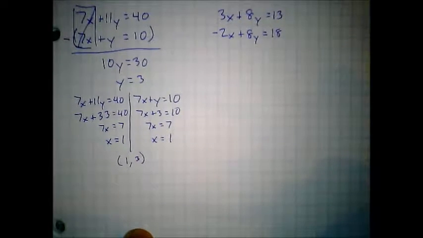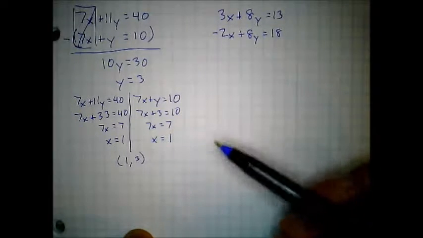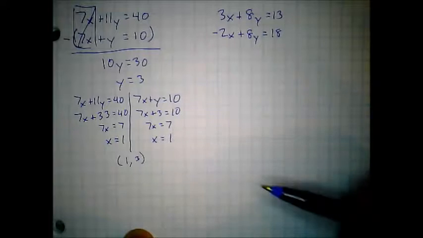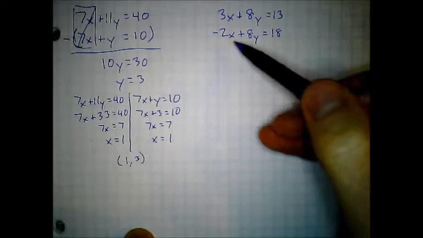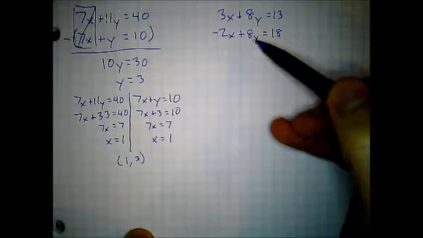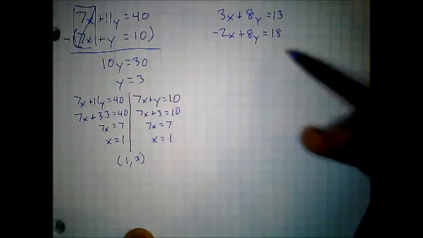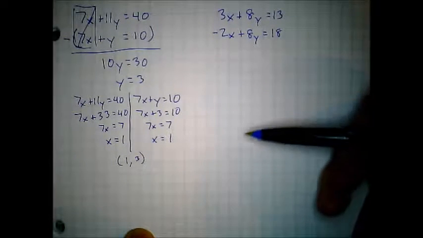Again, we notice that these two equations are both in standard form, so we're going to use elimination. We have to figure out how we can combine these two equations so that one of our variables eliminates. If we add them, we know 3x plus negative 2x is 1x, and 8y and 8y is 16y, so we'd have x plus 16y equals 31. Adding these two equations would do us no good because our variables wouldn't eliminate.